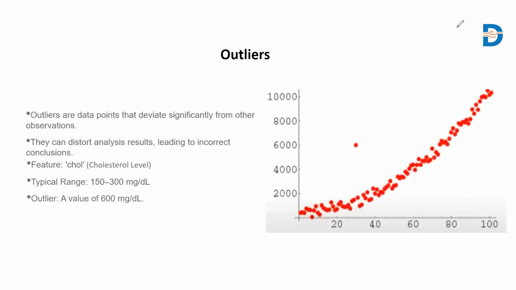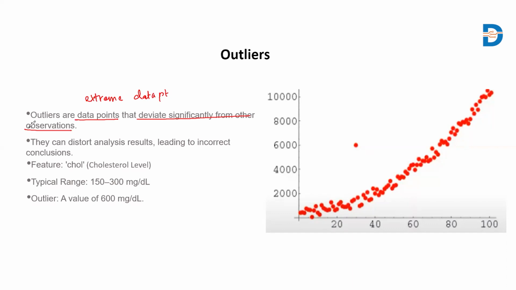Everyone, in this video, we'll be discussing how to treat outliers. What are outliers? Outliers are nothing but the extreme data points that deviate from the original distribution. So outliers are data points that deviate significantly from other observations.